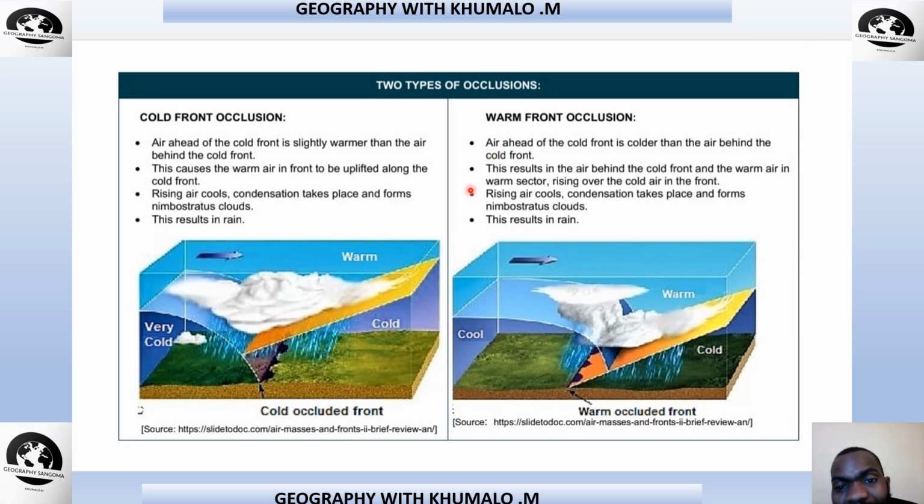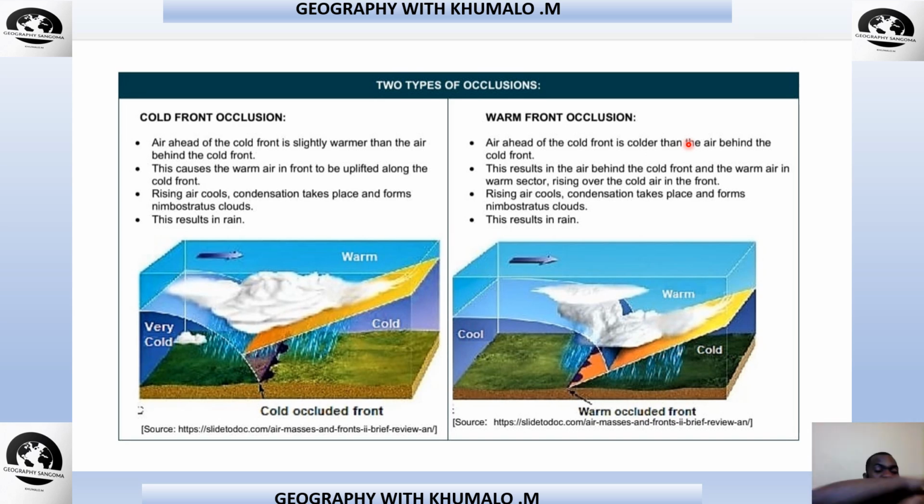Then the same thing applies in the warm front occlusion. When the air ahead of the occlusion front is colder than the air behind the occlusion front, this results in the air behind the occlusion front and the warm air in the warm sector rising over the cold air in front. So if the air that is ahead is colder and behind that occlusion front it's warm air, then it's a warm front occlusion.